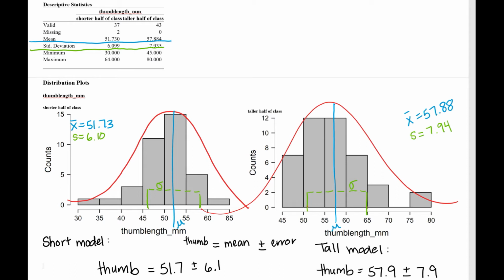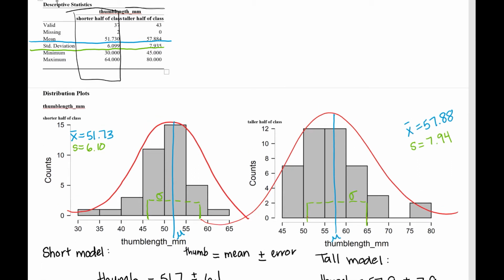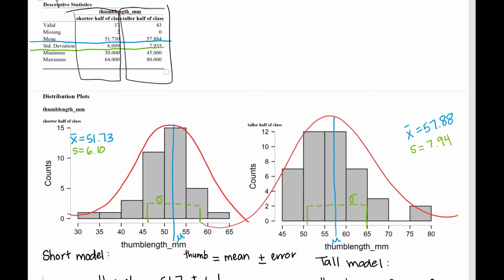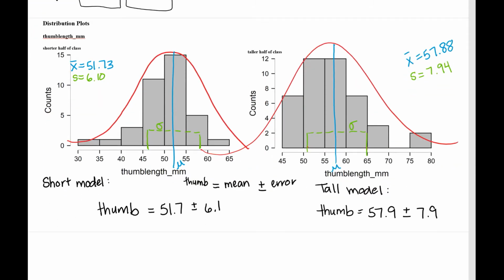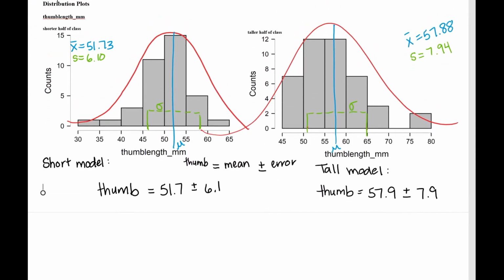Okay, so I've gone ahead and consolidated all of the descriptive statistics we've calculated using JASP so far into a Word document so I can draw on it. I've highlighted where you can find the means and standard deviations from the descriptive statistics table for both the shorter half of the class and the taller half of the class, because we use some of that information in our models. And I've drawn the models, I've put them side by side.